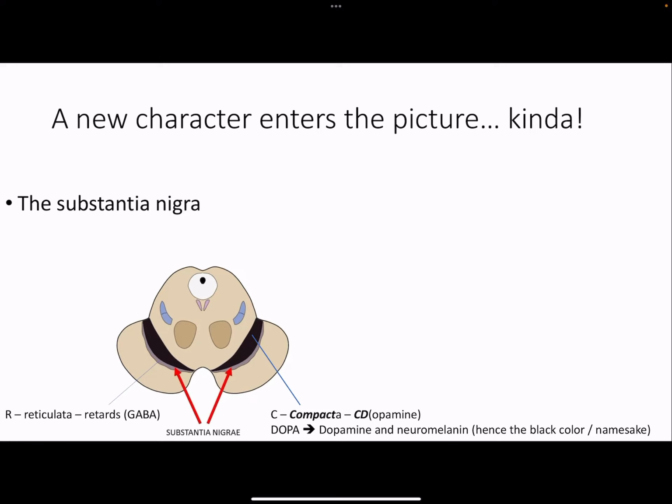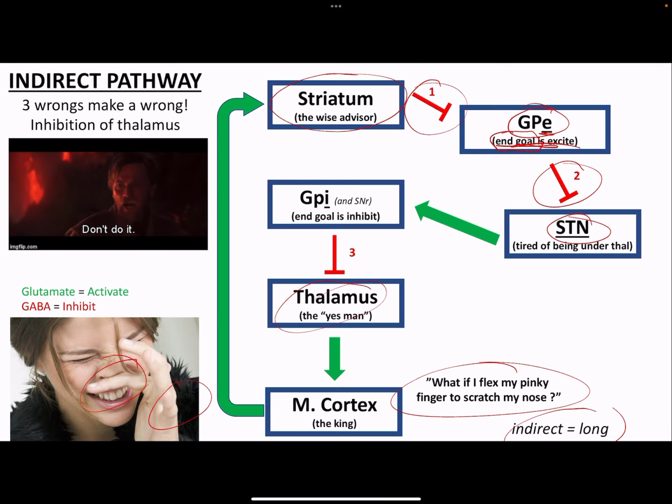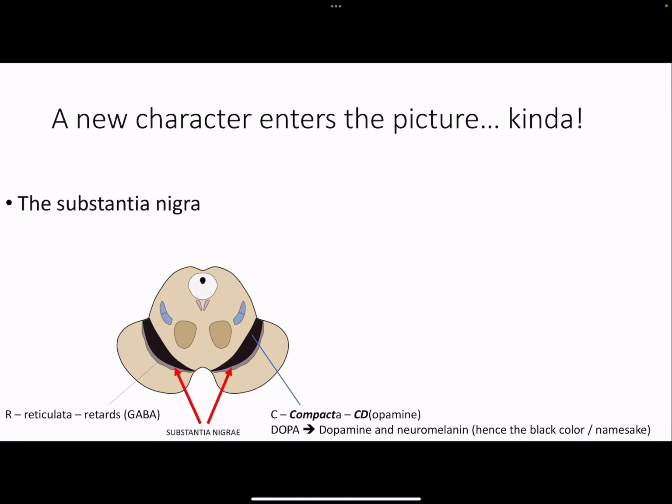It gets more complicated now with this substantia nigra. Technically, what we've had, I put it in small here, is the substantia nigra reticulata. There's actually 2 parts to the substantia nigra, and it's really not that important. It's always just doing the same thing as the GPI. So whenever we say GPI, technically the SNR is also doing that as well. But okay, now we're looking at the substantia nigra. And again, we have the reticulata, RET, for retarding. It's retarding movement. It's trying to inhibit movement with GABA.